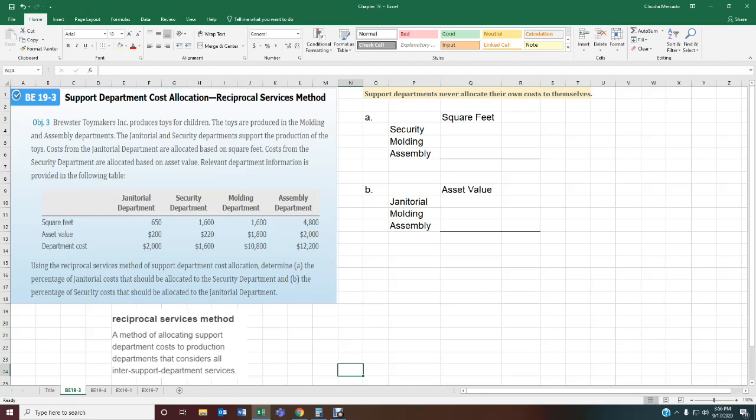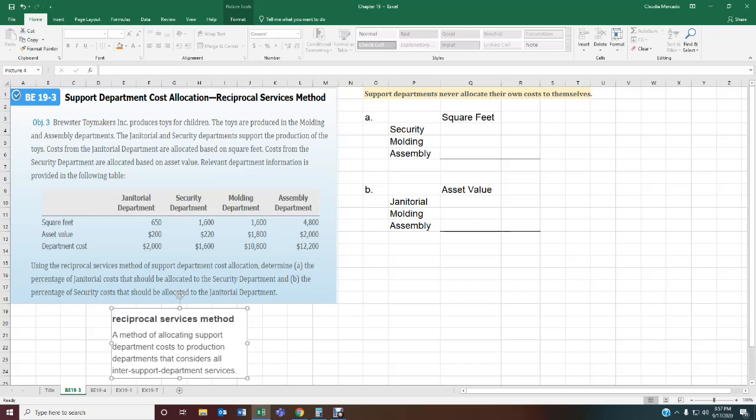It says, using the reciprocal services method of support department cost allocation, determine A, the percentage of janitorial costs that should be allocated to the security department, and B, the percentage of the security costs that should be allocated to the janitorial department. Okay, I went back and I included from the textbook what a reciprocal services method is, and it's basically a method of allocating support department costs to production departments that considers all inter-support department services.